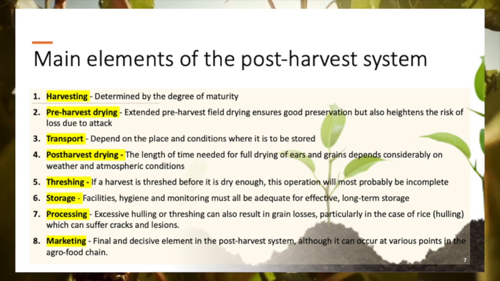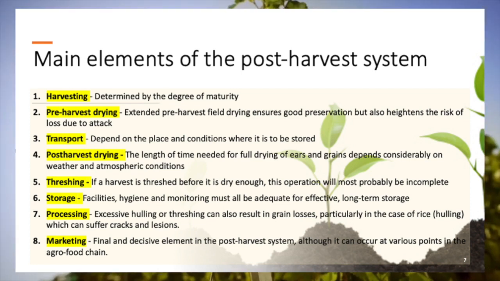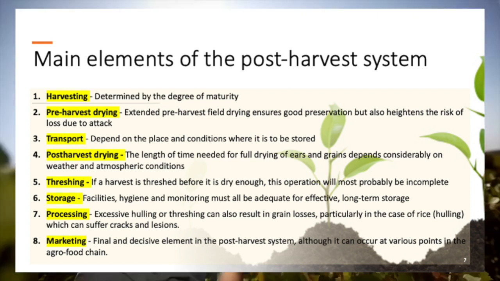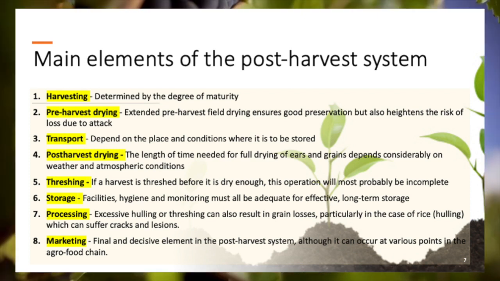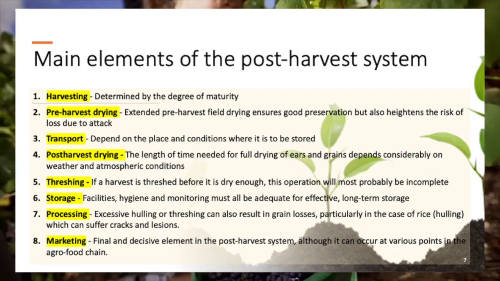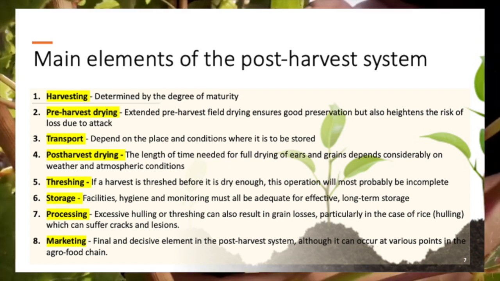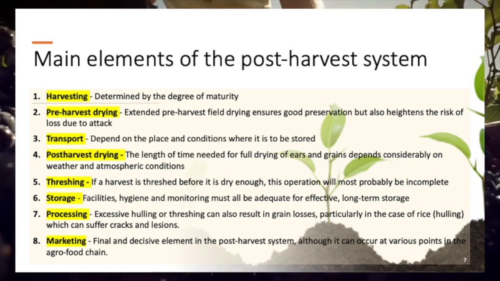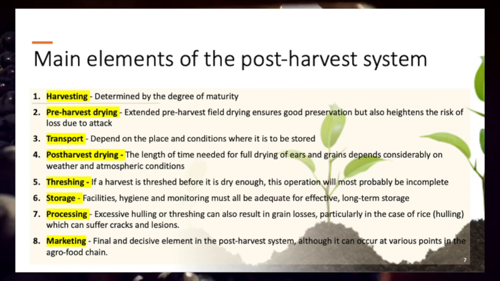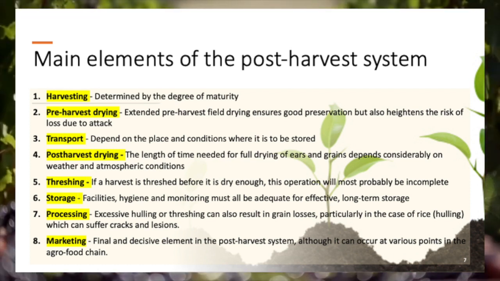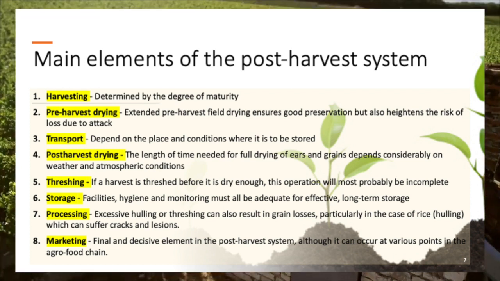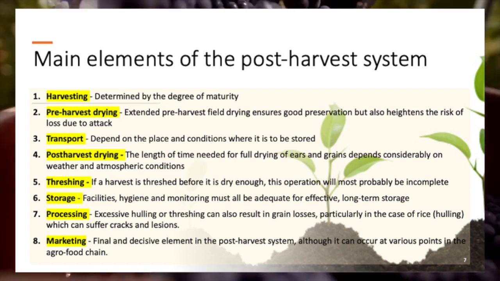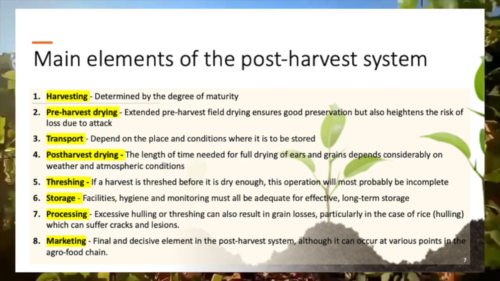There are eight main elements of the post-harvest system. The first element is harvesting. The time of harvesting shall be determined by the degree of maturity. For example, in cereals and pulses, a distinction should be made between the maturation of the stalk, ears or seed pod, and seeds, which affect the successive operations, especially in storage and preservation. However, harvesting before maturity involves the risk of losses due to mold and some of the seeds decaying.